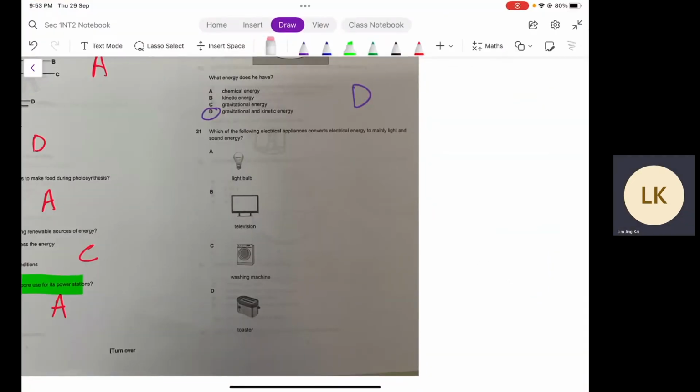Hello students, we are going to go through question 21 to 40 of the MCQ revision questions. Okay, so let's go ahead and start now.